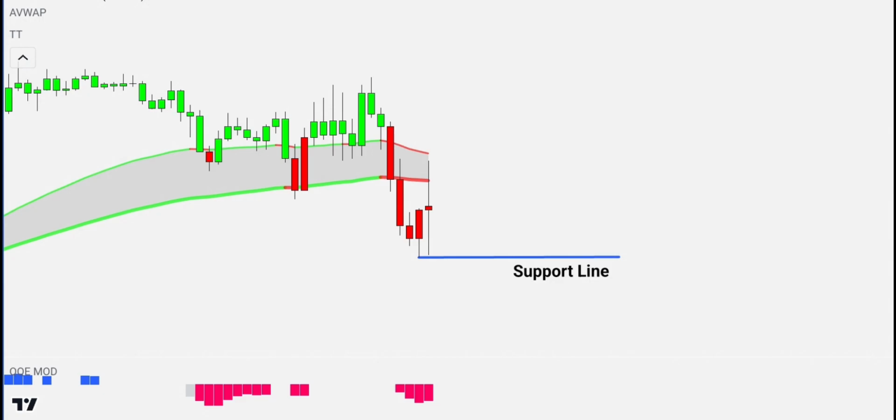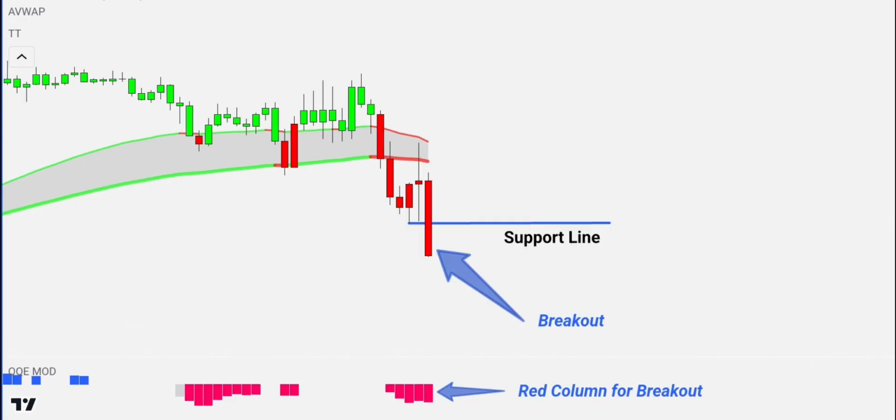As we go through these steps, if we observe a closing above the moving average lines or the formation of a green candlestick, we will cancel our short position expectation. Everything is going well at the moment. And now, a new red candlestick has formed, closing below the support line we drew. At the same time, the QQE mod indicator showing a red column will be our final confirmation. The conditions for a short position have been met. It would be appropriate to open a trade based on the closing level of this candlestick.